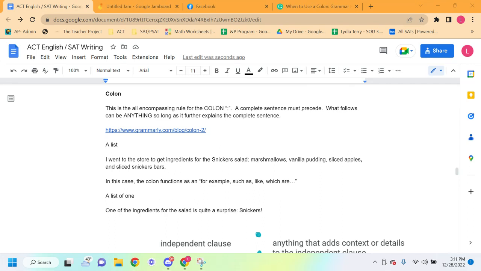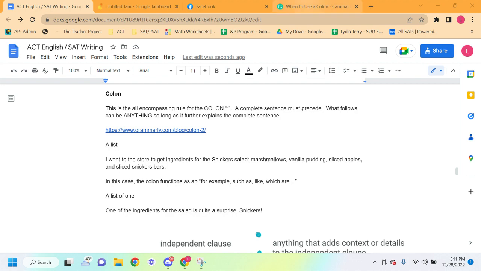Colons can be very tricky for a standardized test, okay? It's not so tricky in writing because we usually don't choose to use them. There are oftentimes better options, but this test is trying to trick you, so they love to use colons because they're tricky, okay? This is the all-encompassing rule for the colon. A complete sentence has to come before it, okay? What follows can be anything so long as it further explains the complete sentence.